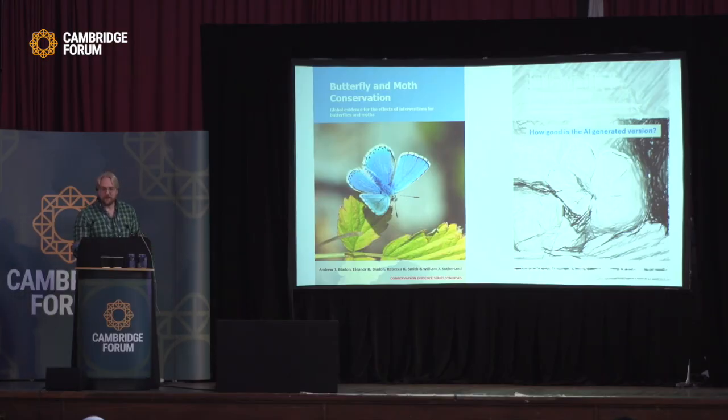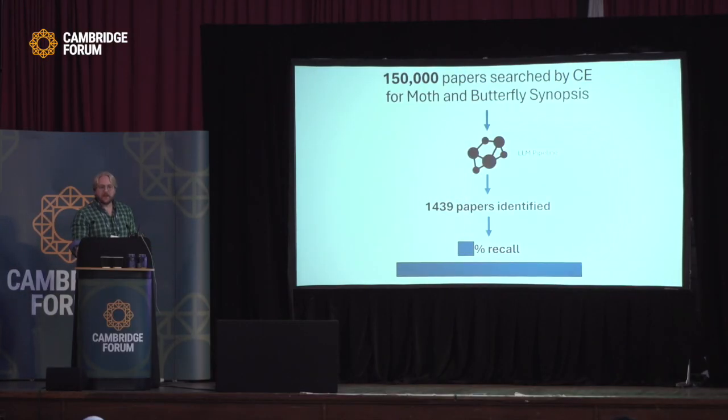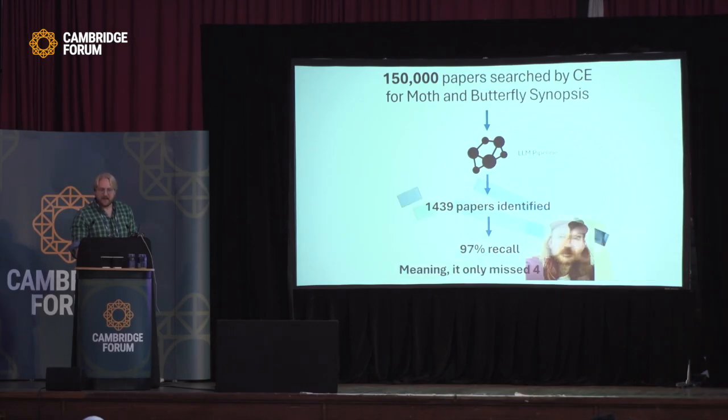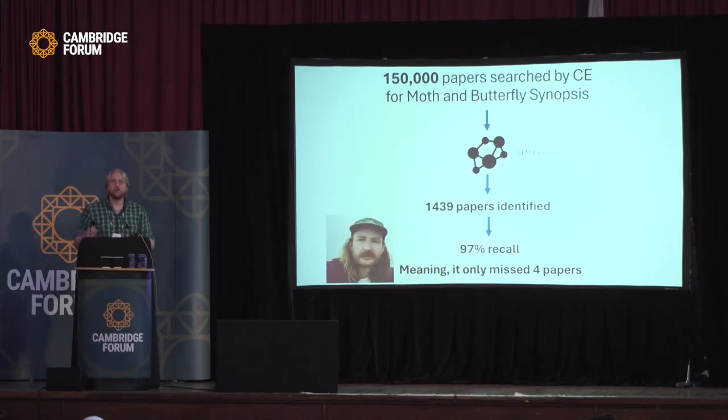And so what we did is we gave it the 150,000 papers that we'd looked through by hand several years ago when we did it. We gave it the exact same papers. We had our inclusion criteria, and we said, off you go. See if you can do it. So 150,000 papers went in, 1,439 papers came out, and then Will did some analysis, and we found out that it found all but 4 of the papers that we had included.